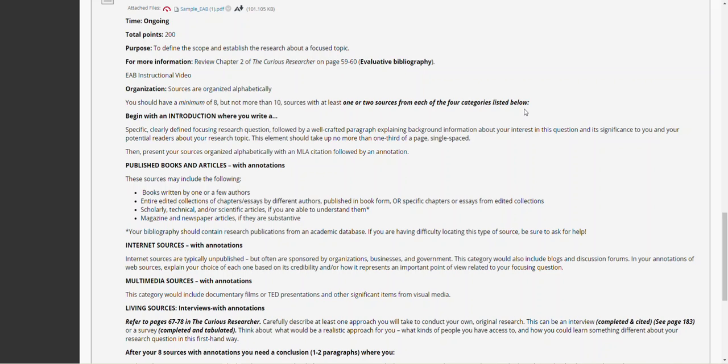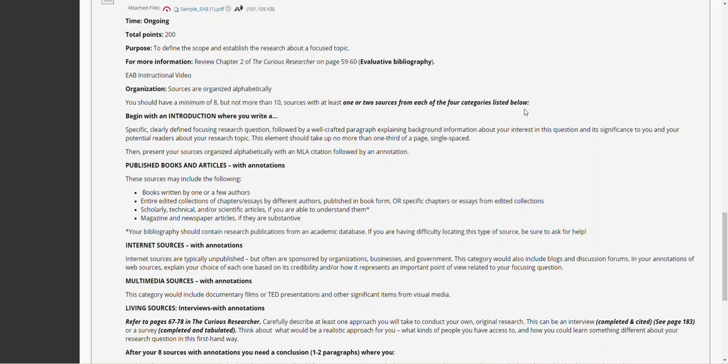You're going to begin with an introduction with a clearly defined focusing research question. Okay, singular there, question. Just looking for one, followed by a well-crafted paragraph explaining background information about your interest in this question and its significance to you and your potential readers about your research topic. So it should not take up more than about a third of the page. You can single space the whole thing as long as you break up some of the text and there's adequate white space to highlight your sections and your citations and annotations, right?